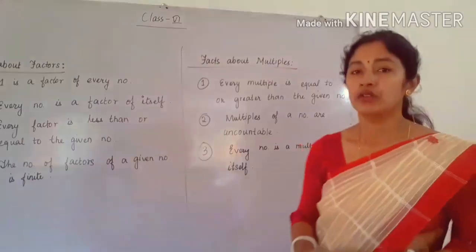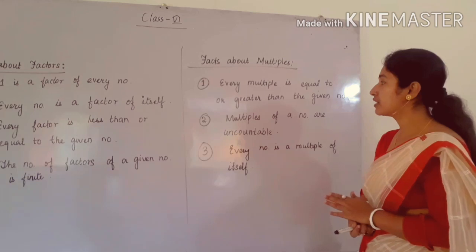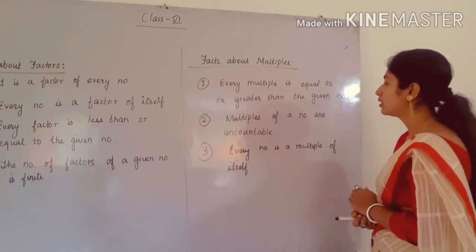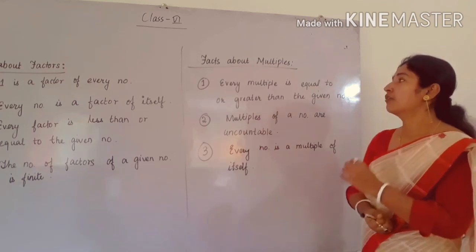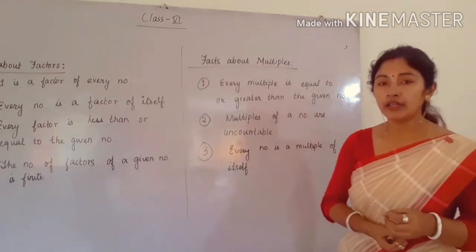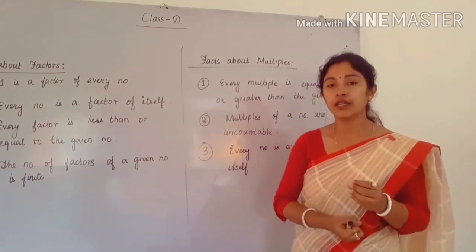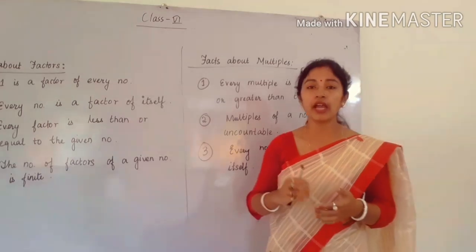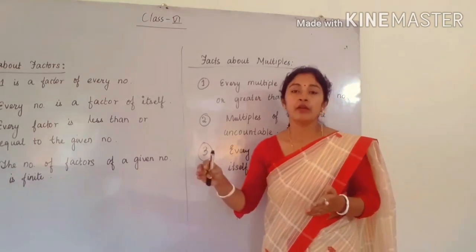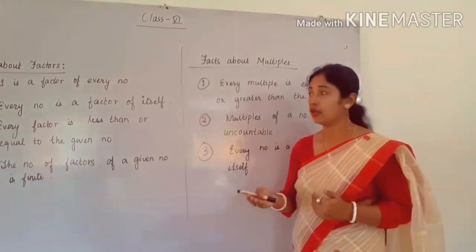Next are the facts about multiples. Point number 1: every multiple is equal to or greater than the given number. That means when we find the multiples of any given number, the first multiple is equal to that number and the rest of the multiples will be greater than that number.